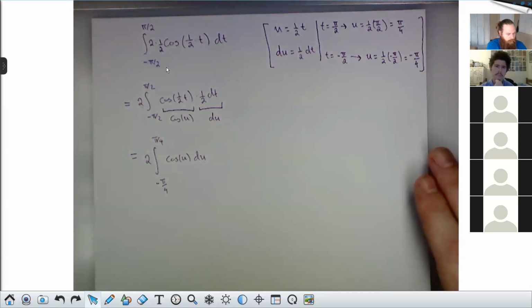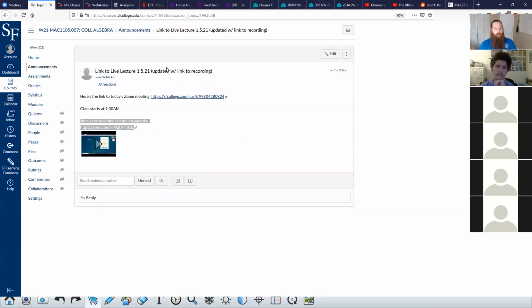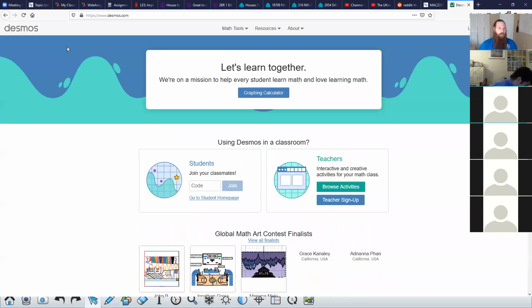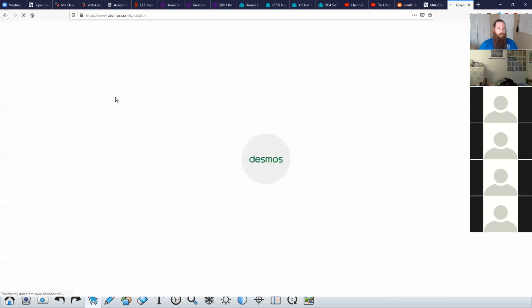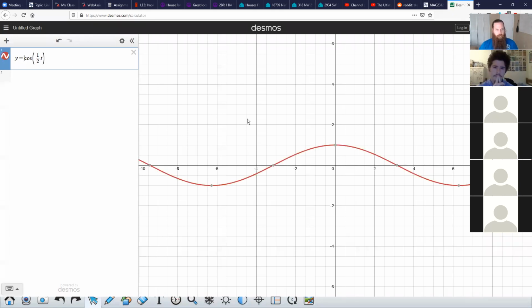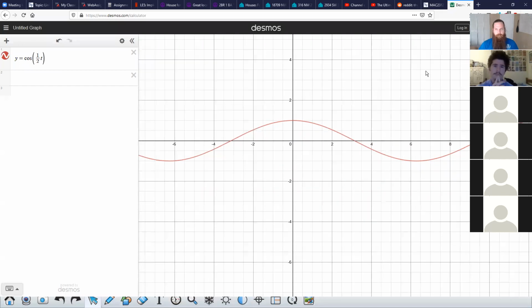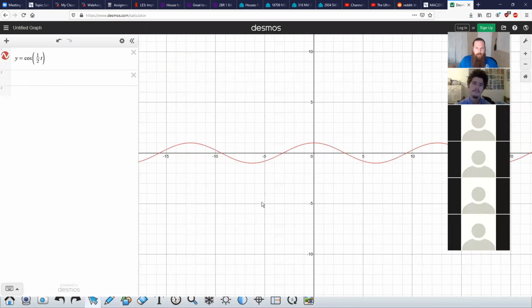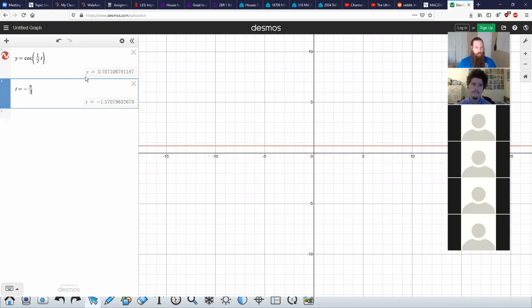Let me draw a picture here. Actually, this is a good excuse to introduce Desmos. So I'm going to pop open the Desmos window. And let me graph cosine of 1/2 t. Y equals cosine of 1/2 t. There it is. Now, when we say that I want to integrate from -π/2 to π/2, it's graphing it as an independent variable.